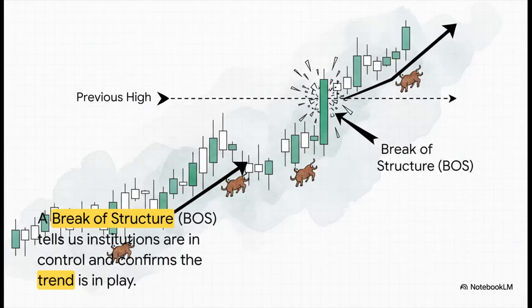Let's look at this in practice. So here we can see the market is in a really clear uptrend. It has just created a break of structure by blowing past that previous high. What does that tell us? It tells us that institutional buyers are absolutely in control and they are actively pushing this market higher.